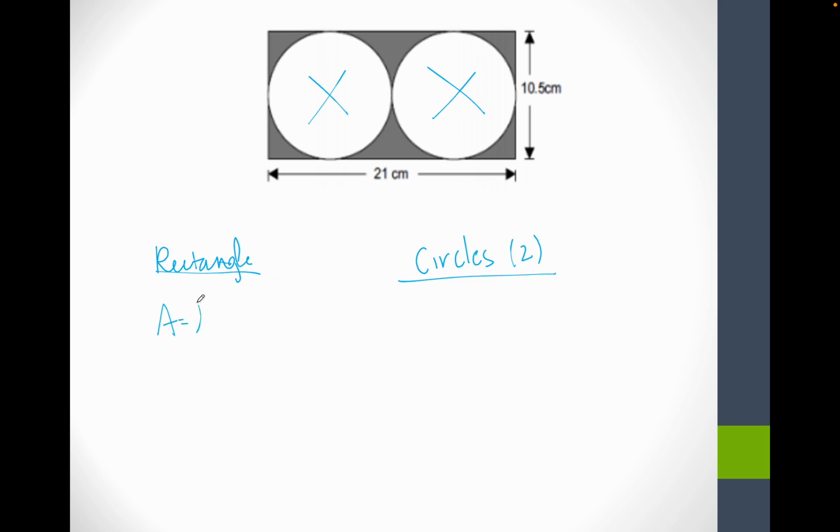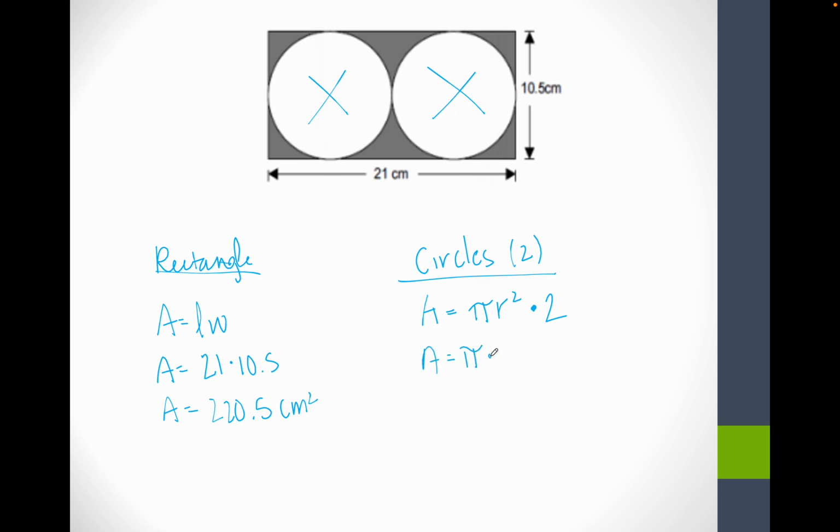So the easy part we'll start with is the rectangle. Length is 21, width is 10.5. That is a total area of 220.5 centimeters squared. Now, our circles are identical. So we are going to take our area, which is pi times the radius squared, and instead of cutting it in half like we did with a semicircle, we're just going to double it for both.